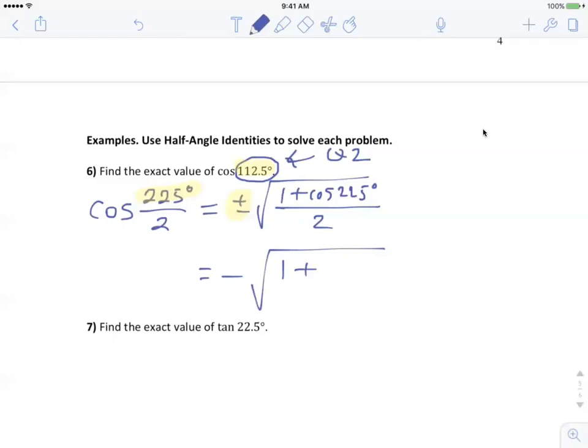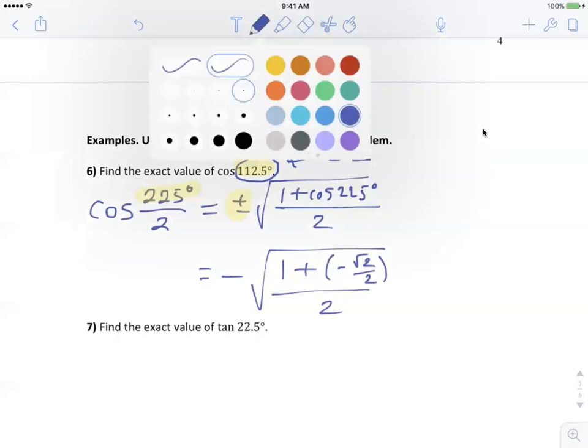Okay, so I know it's negative, and square root 1 plus. The next thing I got to figure out is cosine 225. Refer to your unit circle, which maybe you can just see in your head. 225 is quadrant 3. It's right there in the middle, that 45-degree reference angle. That's going to be a negative root 2 over 2, all over 2. And that's pretty good. Now it just needs some cleanup. So I need to get rid of that complex fraction. I'm going to use my trick. I multiply by the denominator.